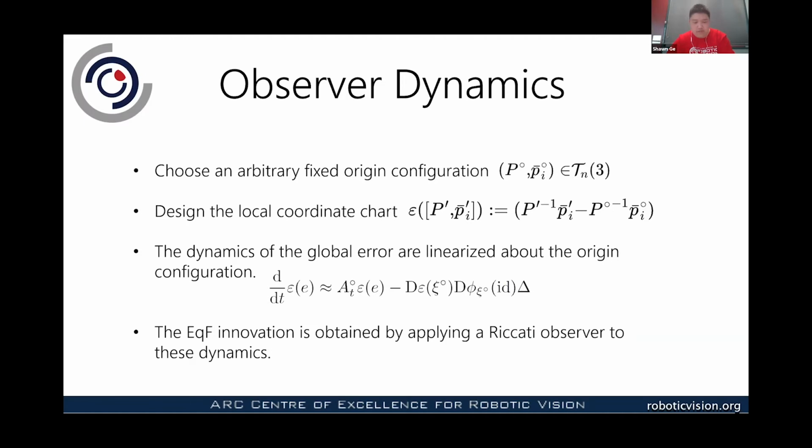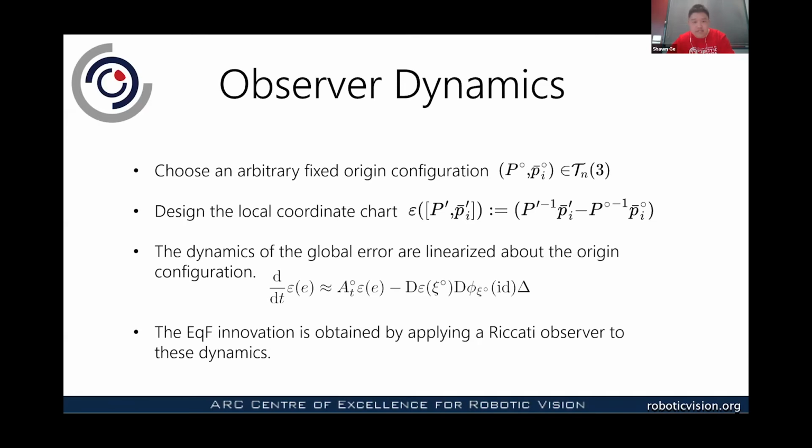We begin by choosing some origin configuration xi 0 in the state space. Then we use that to define the observer dynamics entirely on the group. We also choose a local coordinate chart and linearize the error dynamics using the chart. And it gives us these linearized dynamics of the global error.